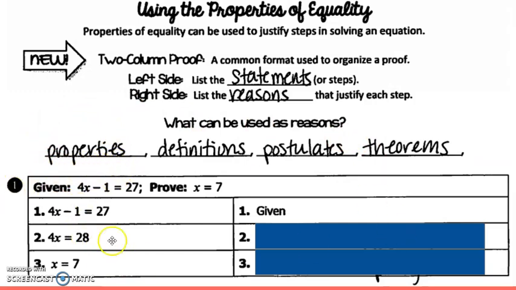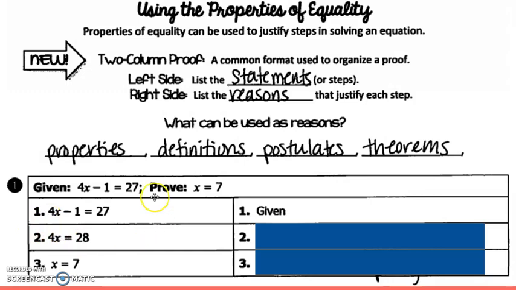So when they give us a proof, they're always going to give us a statement, and they're going to give us a given, and they're going to tell us what they want us to prove. So in this case, I have 4x minus 1 equals 27, and I want to prove that x equals 7. The first line of our two-column proof is always going to be what they gave us. So it's my 4x minus 1 equals 27. And our reason is always going to be given. It's sort of just a givey, like they just give you what you want to put right there. Then we're going to work on solving all the way down to our prove statement.